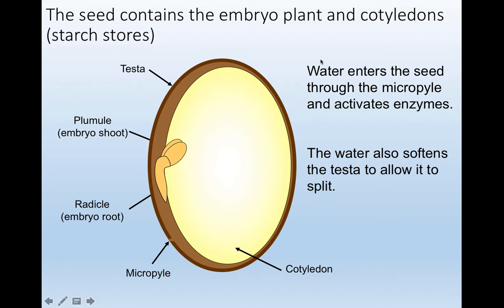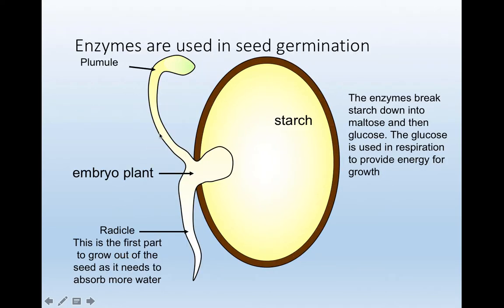So now let's look at the germination process and what takes place. The seed contains an embryo plant and cotyledons, or starch stores. All right, so water enters through the micropyle and activates enzymes inside. The water also softens the testa, or this outside here, that allows it to split. So now we activated the enzyme, we get our root that's going to be activated, and our plumule that's going to get activated here.